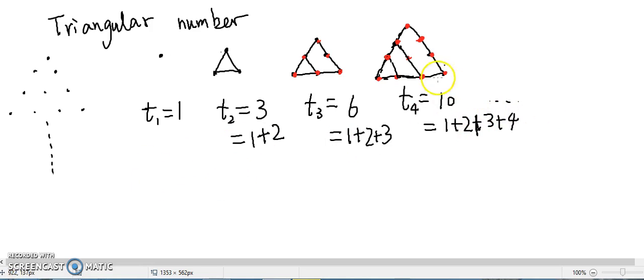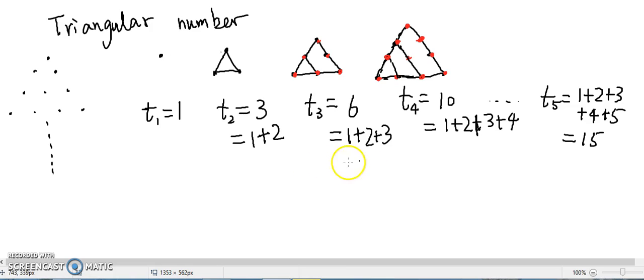Okay, so without drawing the picture, I can obtain the fifth number. We know it's going to be row 1, 1 dot, row 2, 2 dots, row 3, 3 dots, row 4, 4 dots, and plus row 5, 5 dots. And you add them, you will get 15. And you can also construct in a similar way to get the 6th number and so on.